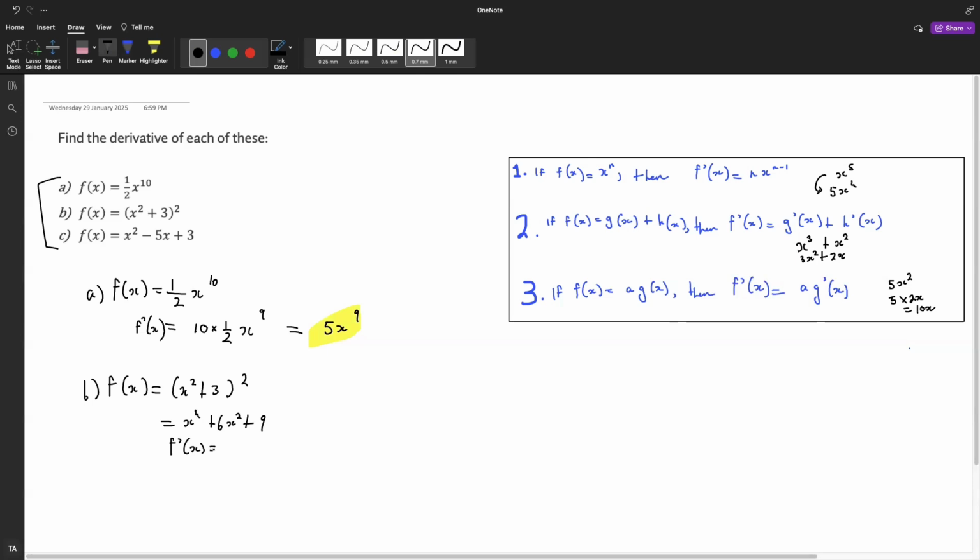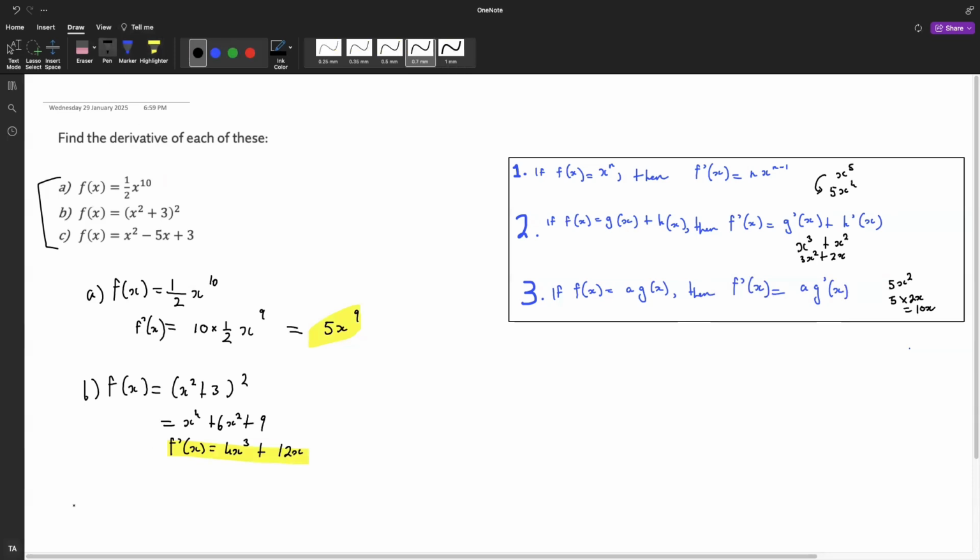So f dash of x is equal to 4x to the power of 3 for the first one. The index comes down, and then we subtract 1. Now for this one, the 2 comes in front of the 6, so that becomes 12. 6 times 2 is 12, and then the index goes down by 1, so that's x to the power of 1. And then the 9, that's just a constant, so it goes to zero. Okay, so our derivative becomes 4x to the power of 3 plus 12x.